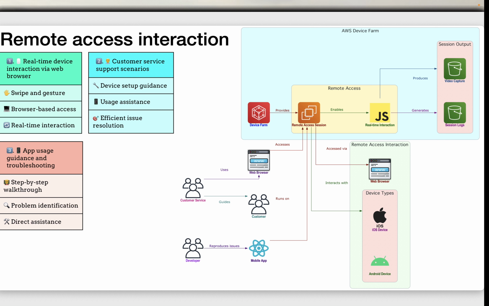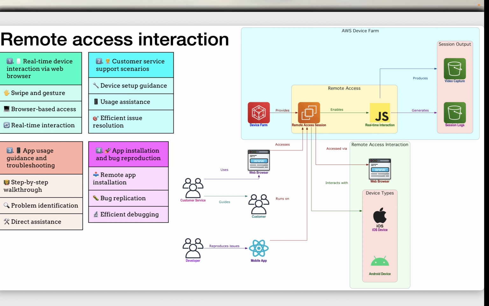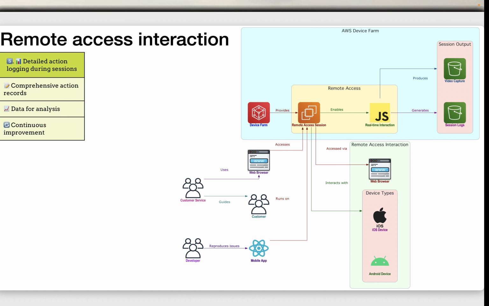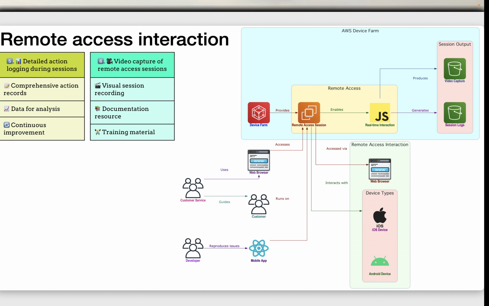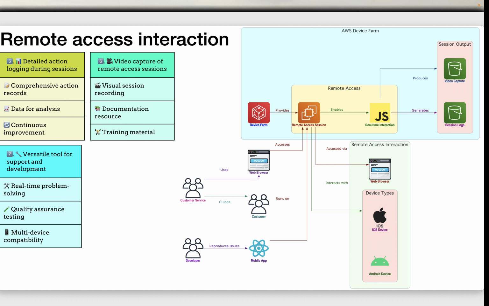Developers or testers can install apps during a remote access session and reproduce reported customer problems or bugs. Device Farm collects and logs detailed information about all actions that occur during the remote access session. At the end of each session, Device Farm produces a video capture, offering a visual record of the entire interaction for review, documentation, and training purposes. Remote access serves as a powerful tool for both customer support and development teams, enabling real-time problem solving, testing, and quality assurance across various devices and scenarios.